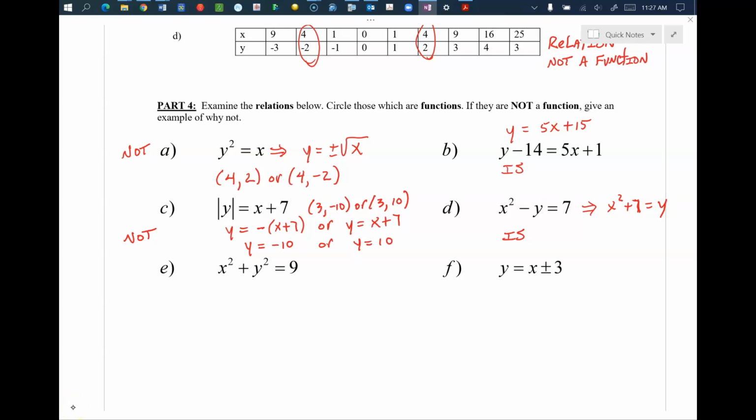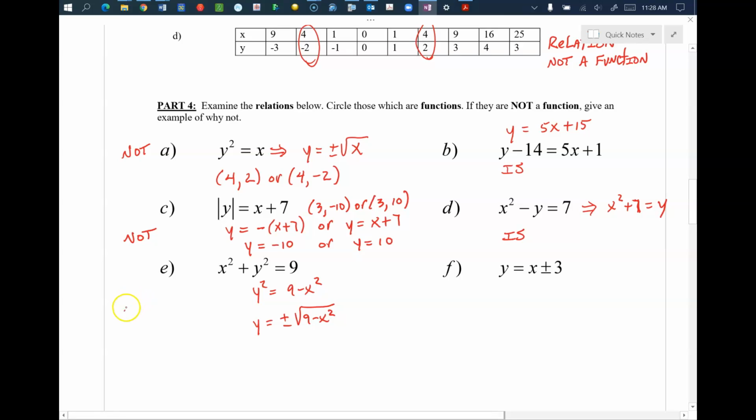Letter E, on the other hand, you may or may not recognize that. So if you do, that is a circle with a center at the origin and a radius of 3. Well, imagine graphing a circle. It fails the vertical line test. But if you don't recognize that, you can always solve it for y. So y squared is equal to 9 minus x squared. And now you have to take the square root of both sides. So you have plus or minus the square root of 9 minus x squared. And as you can imagine, if you plug an x value in there, you will get 2 possible y values.